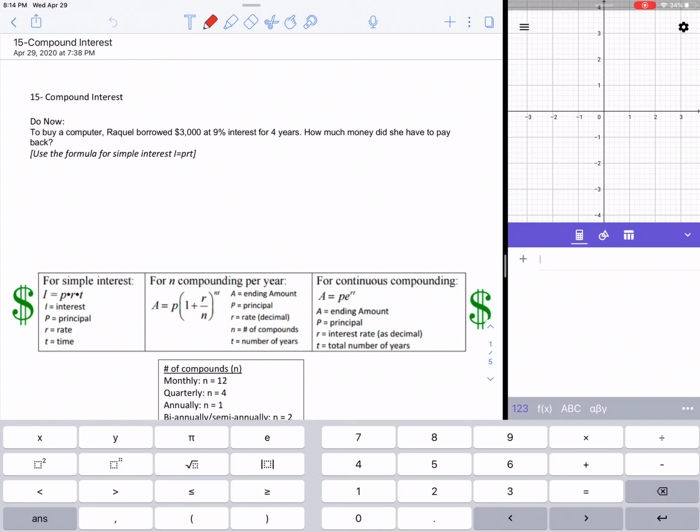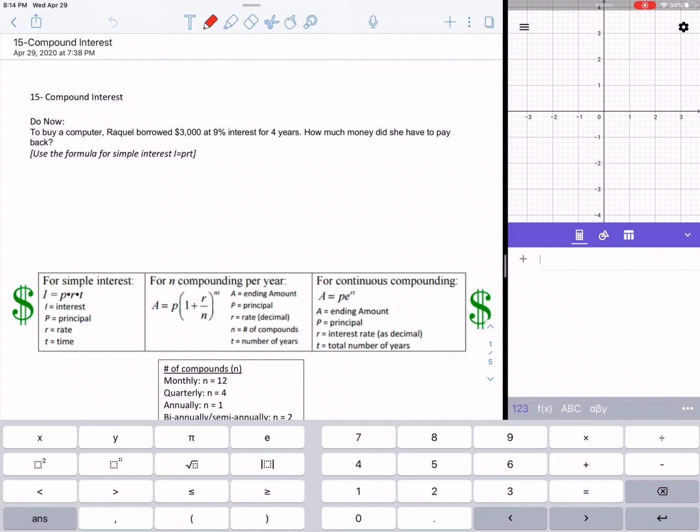Today we're going to be introduced to compound interest. This is the last new aim in our topic. The do now goes back to 7th grade when you did simple interest. It says to buy a computer, Raquel borrowed $3,000 at 9% interest for 4 years. How much money did she have to pay back?